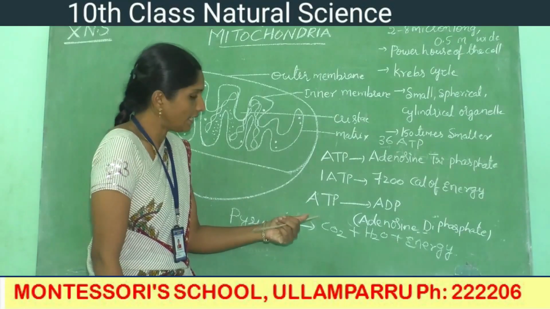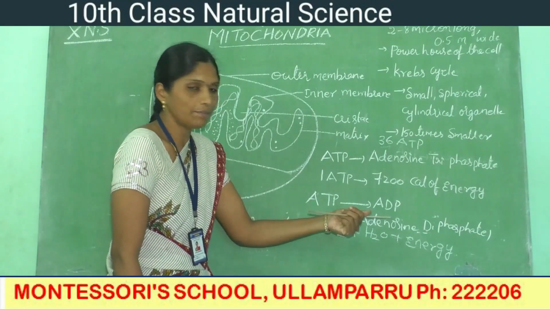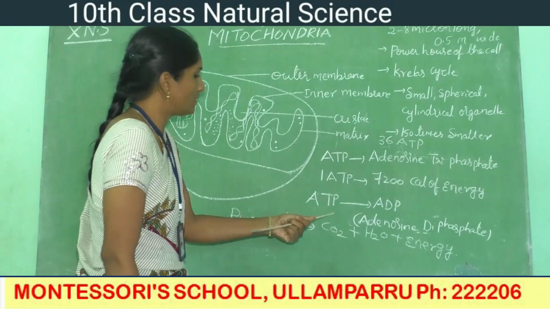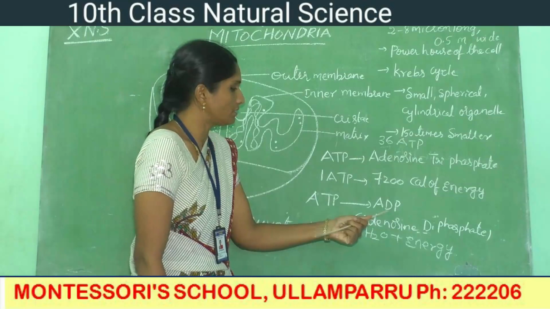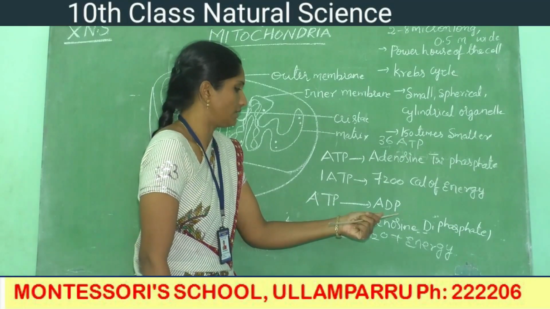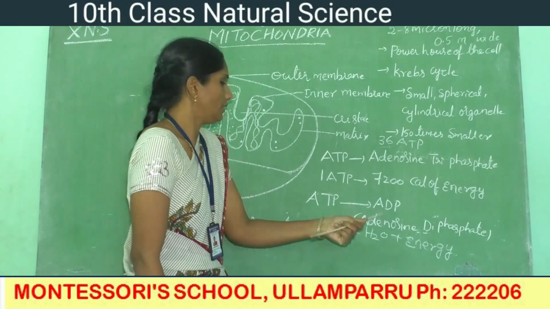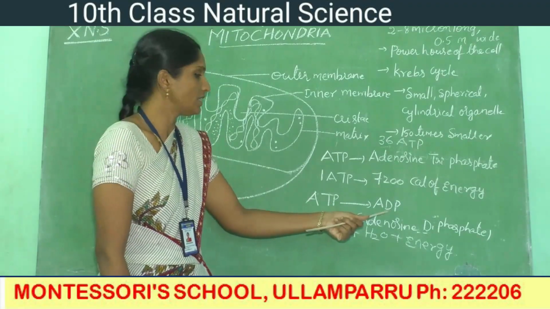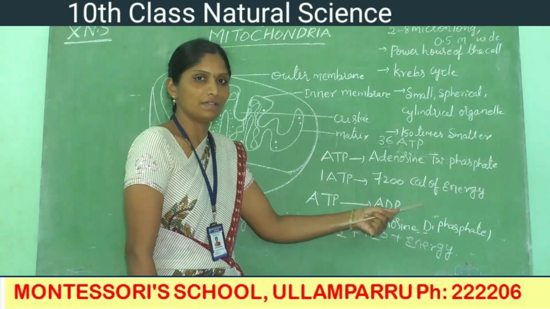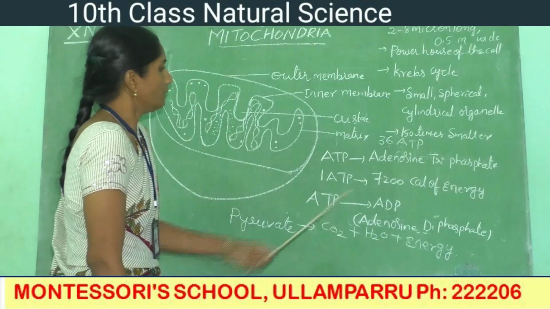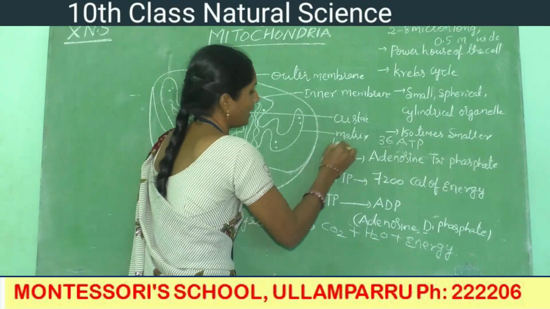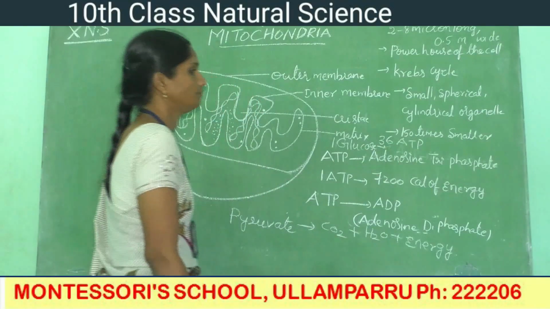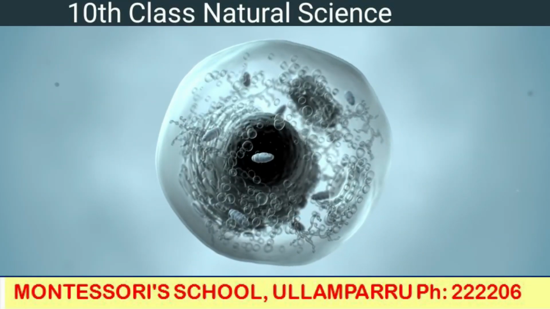When ATP is converted into ADP, ADP means adenosine diphosphate. It is the conversion of ATP into ADP by using energy, right? And one glucose is splitting to form 36 ATP.